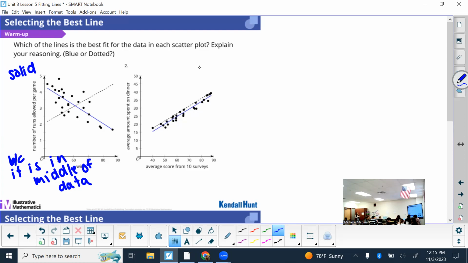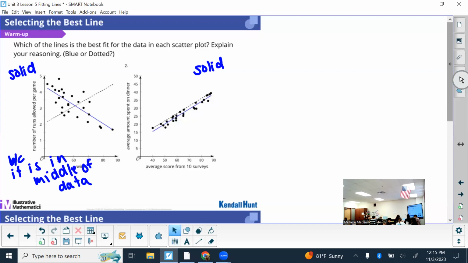Solid. Okay, yes, the solid line is better. The dashed one is above pretty much all the points. The solid line is better. Even though both lines are close to all the data, the solid line is through the middle.